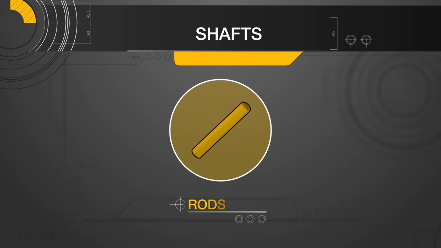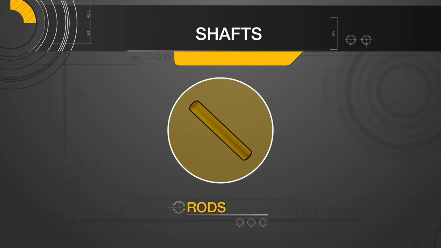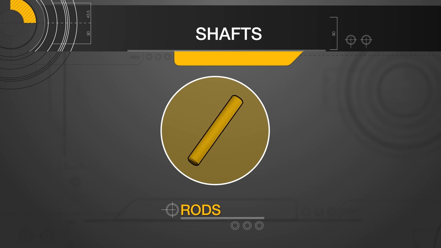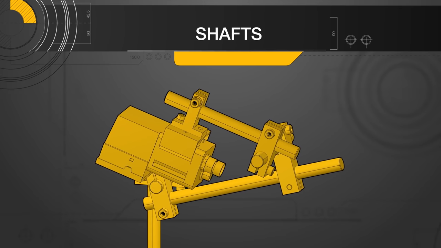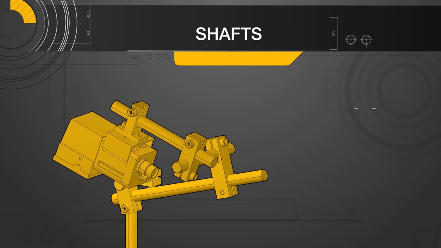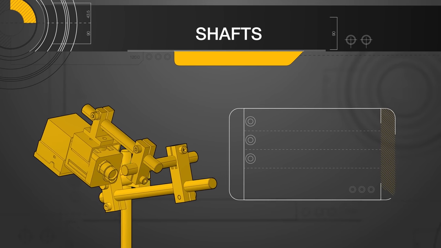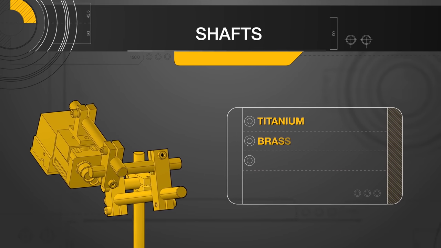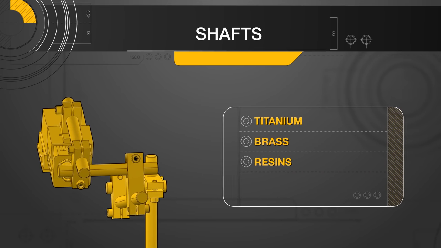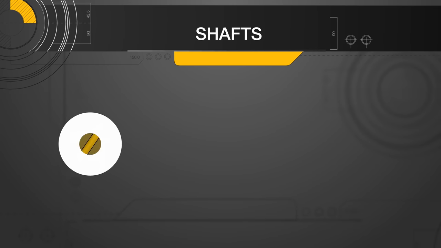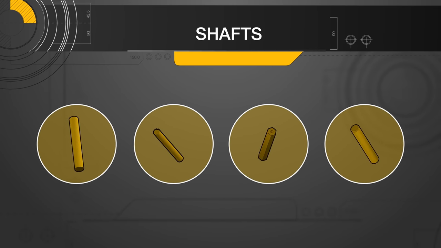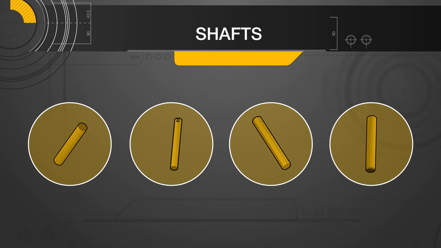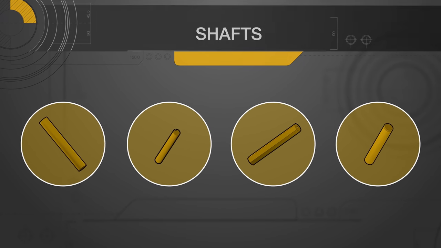Rods, also referred to as bar stock, are the last of the four main types of shafting. These are the most economical solutions for general and unique applications. Misumi's rod selection offers the widest selection of material, including titanium, brass, various resins, and many others. Beginning with the proper shaft in your design will ensure your application will perform as expected, not to mention prevent over-designing, thus saving precious dollars.